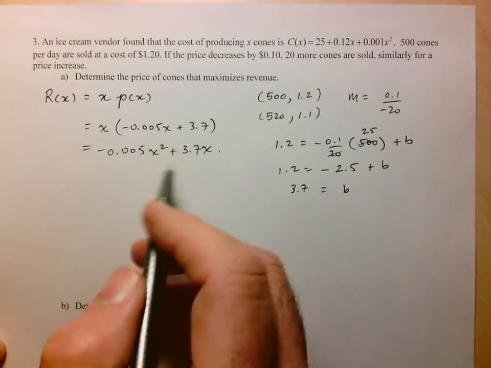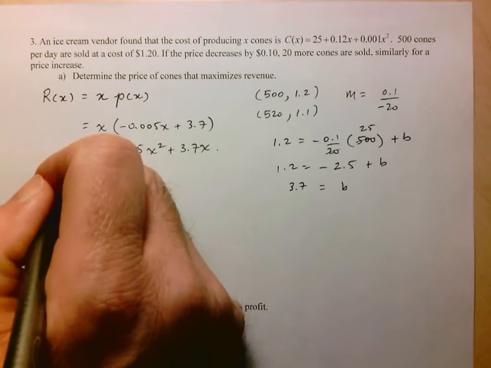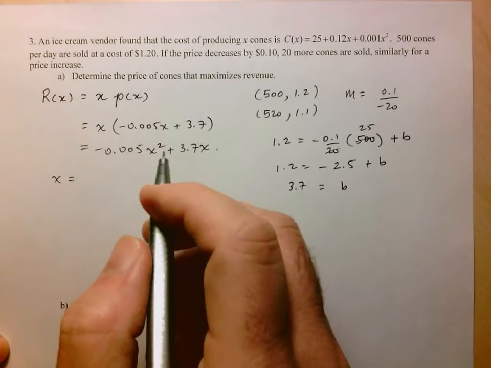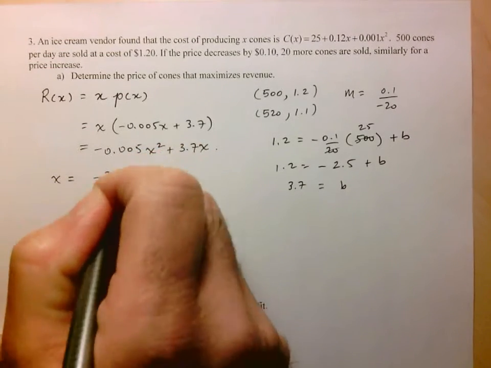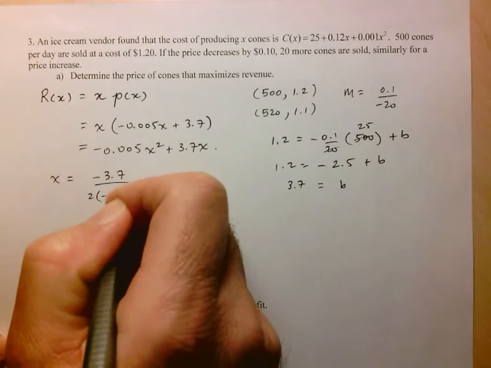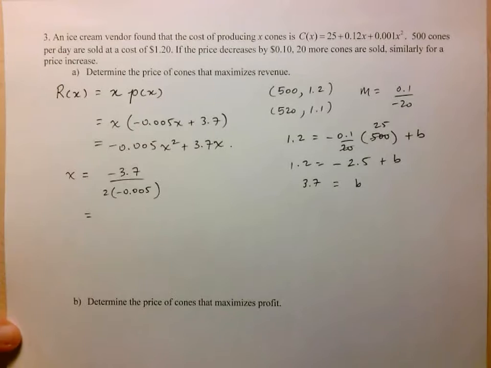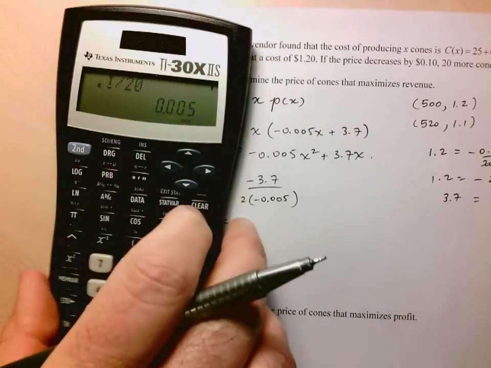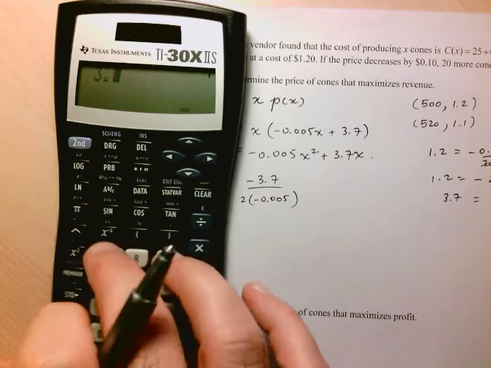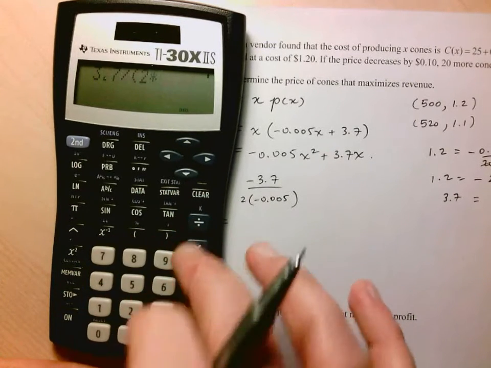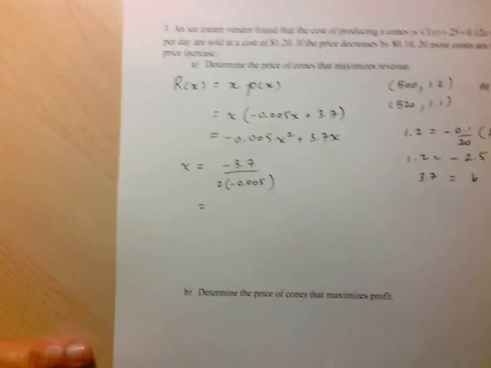You can either go ahead and do your calculus, or if you watched my quick little video, you can determine where this maximum is going to occur using the formula negative b over 2a. In this case, negative 3.7 divided by 2a, 2 times negative 0.005. If you don't know what I'm doing here, you can go watch that other little video. So let's calculate that here. The negatives will cancel out, so just 3.7 divided by 2 times 0.005, which is 370.